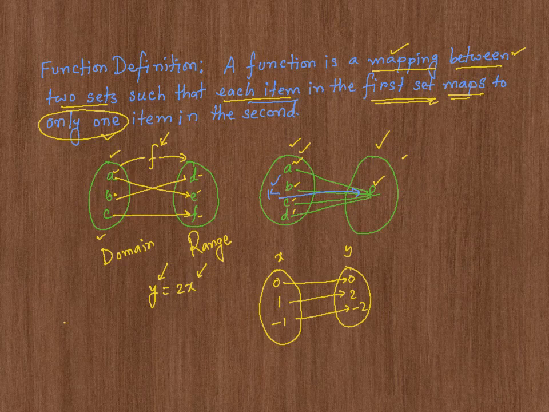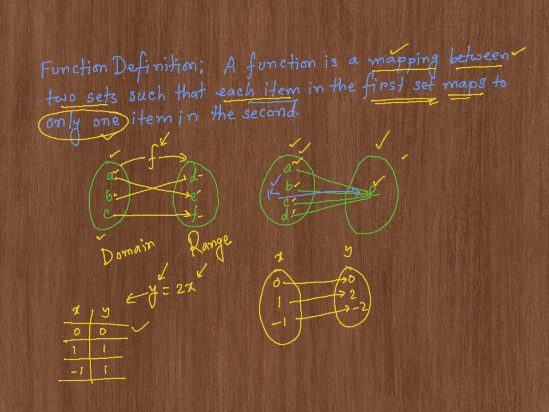So you could technically represent a function in terms of a table, like this, with 0, 0, 1, 2, negative 1, negative 2, and so on and so forth. You can see a mapping. Here is the tabular representation of the function, and here is the set representation of the function, or mapping representation of the function. So it's very important that you get this understanding. I hope that this discussion was helpful. Thank you very much.